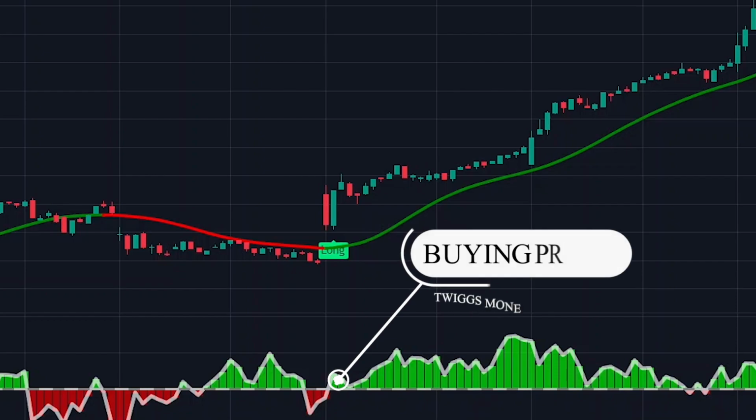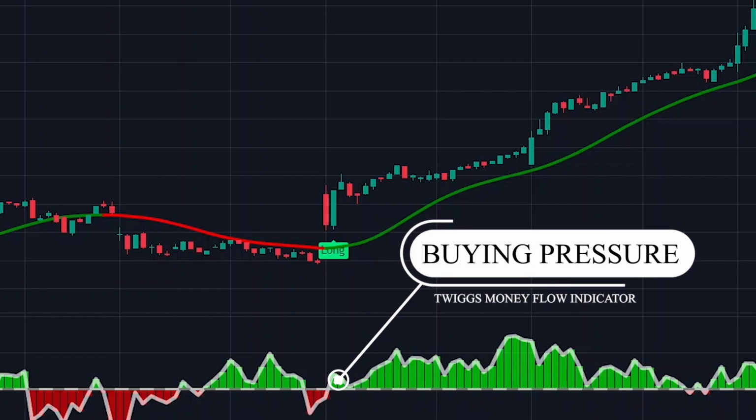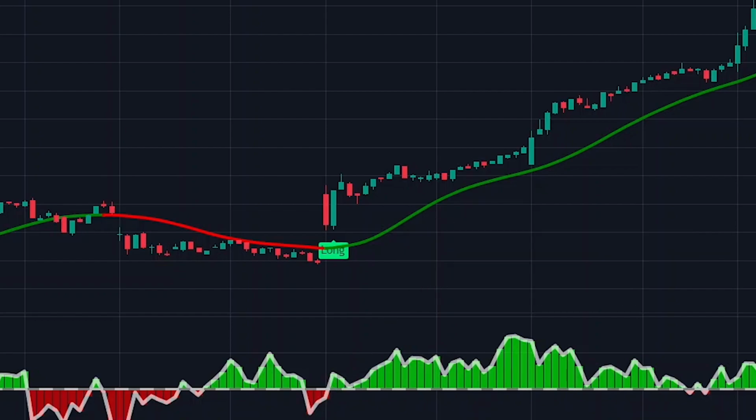And lastly, our third condition requires us to turn our attention to the Twigs money flow indicator, which is located at the bottom of our screen. To fulfill our final condition, we must check if there is a green colored candle present. This bullish candle is an excellent indicator of strong buying pressure in the market and the potential for a price increase in the near future. With all three conditions met, we can confidently enter a long position.